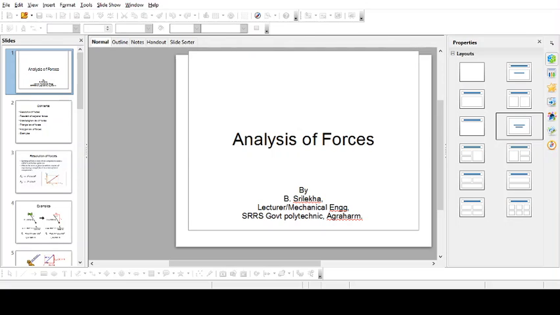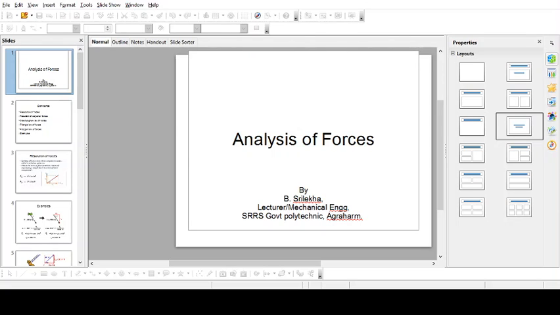Now let us take an example for this problem. Two forces of magnitude 50 kilonewtons and 80 kilonewtons are acting at a point with an angle of 60 degrees with each other. So here P is equal to 80 kilonewtons and Q is equal to 50 kilonewtons, and the given angle theta is equal to 60 degrees.